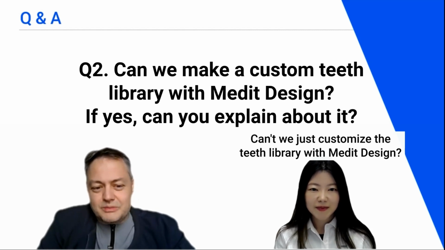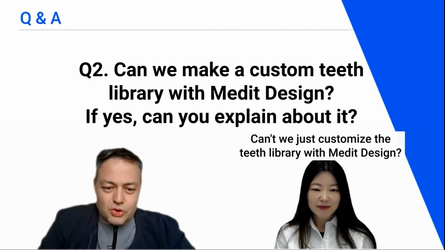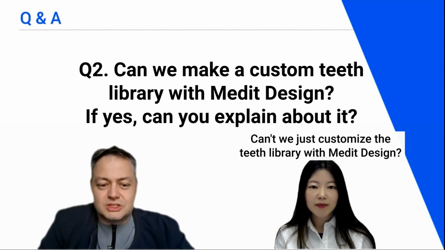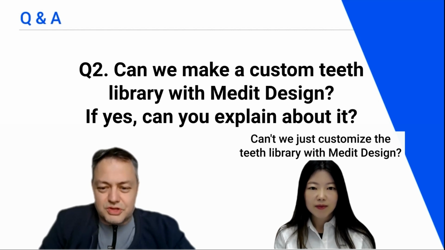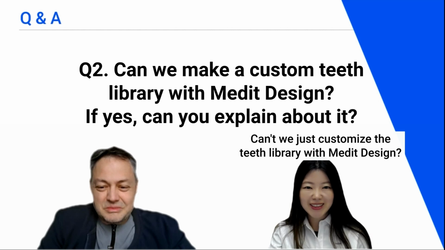So maybe it would be better to just use a library like we've talked about, to build the position of the teeth, to do all the cut intersections and place the connectors, and just then come to Medit Design and do your modifications there. Okay. I think there will be so many people thinking like me. So your answer, I think, will be really helpful.